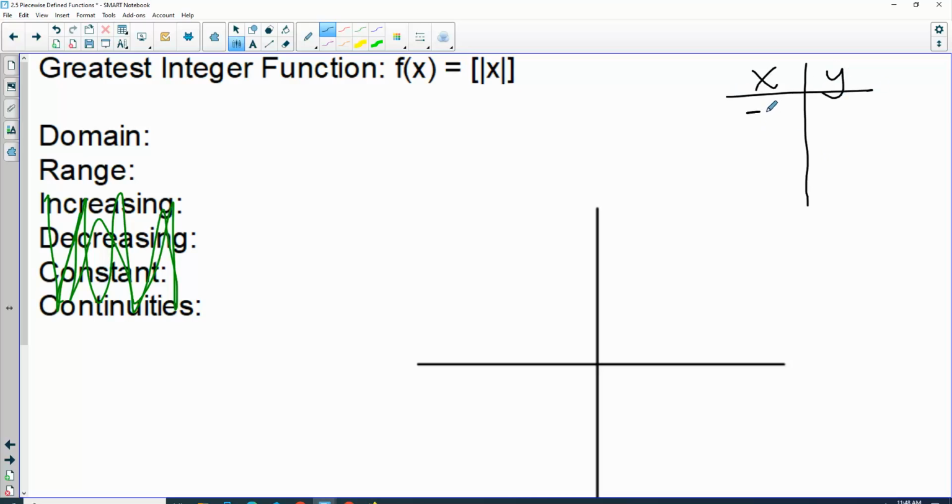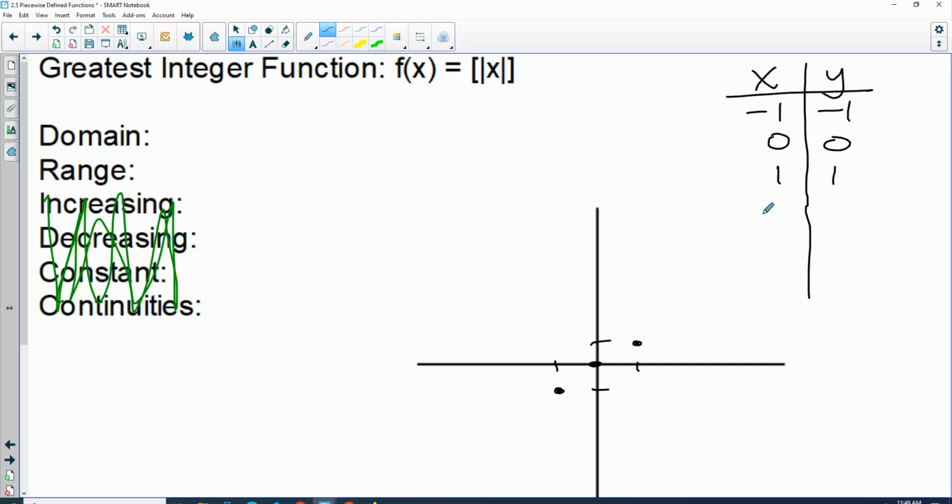We're used to just plugging in some numbers, like negative 1, 0, and 1. But if I put those in, negative 1 is an integer, so we get out negative 1. 0 is an integer, so we get out 0. 1 is an integer, so we get out 1. And it actually isn't giving us much. Okay, I have 3 points, but I don't really see what's happening in between them, because the greatest integer changes your numbers when you plug in decimals.